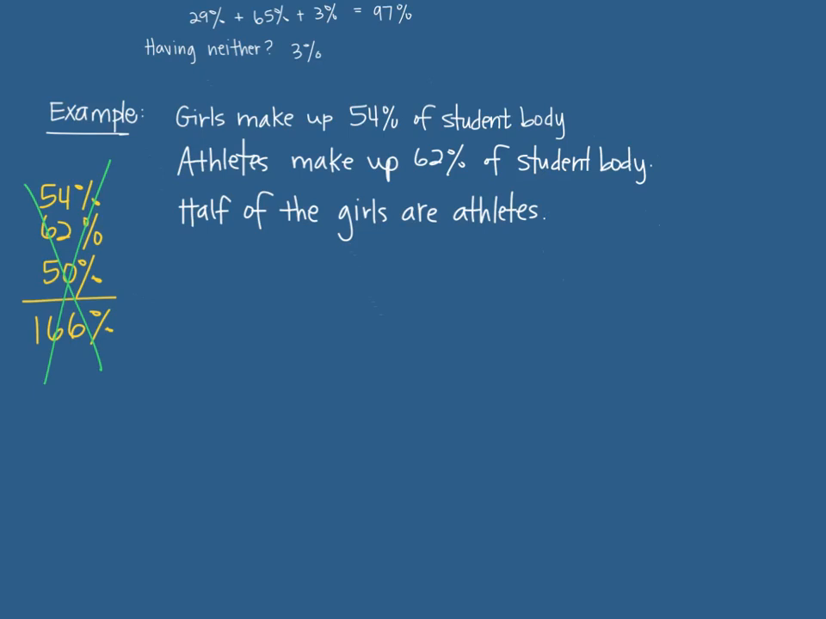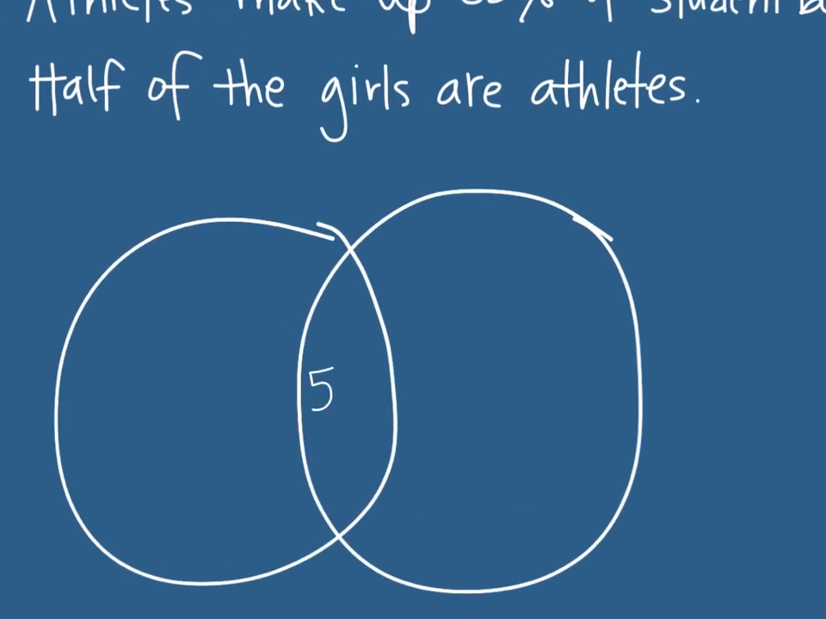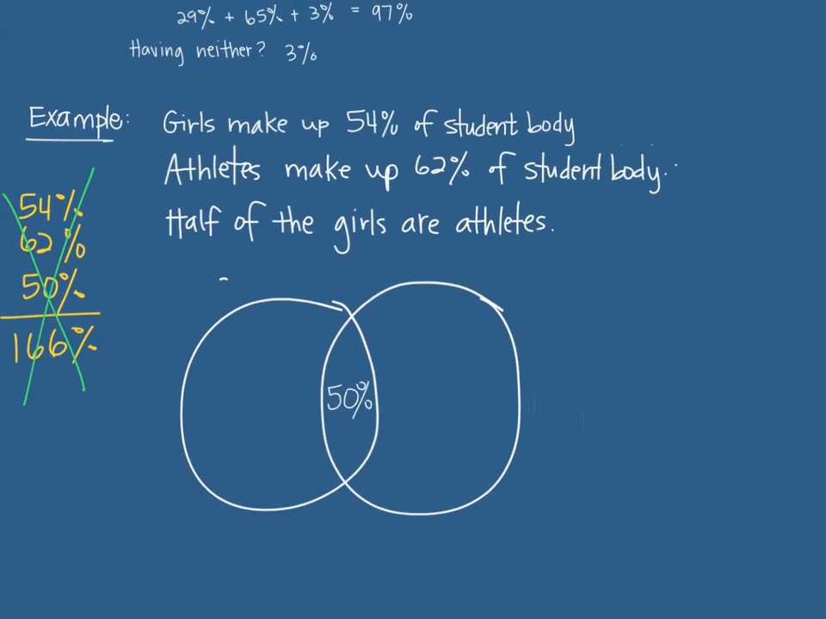Okay, so I'm going to think about considering this as a Venn diagram, as an overlap. All right, we've got girls, we've got athletes, and we know that half of the girls are athletes. So that's the overlap of girls and athletes. That would be where you're going to start. You're going to put the 50%. Okay, this is the girls part of the Venn diagram. This is the athletes part. 50% of the girls are athletes.